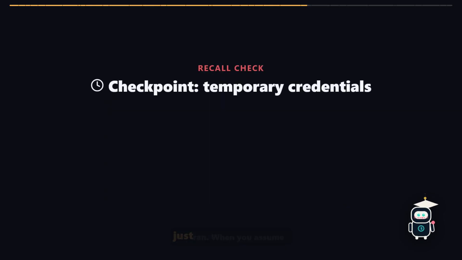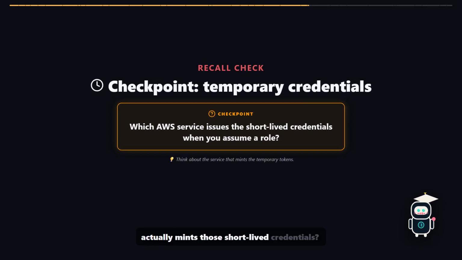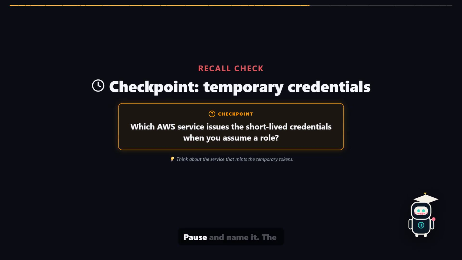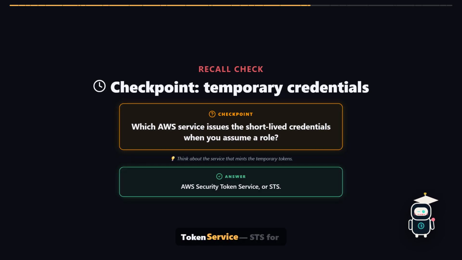Pop quiz on what we just ran. When you assume a role, which AWS service actually mints those short-lived credentials? Pause and name it. The answer is the AWS Security Token Service, STS for short.